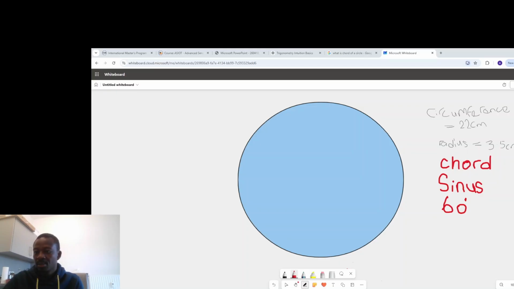So I will explain chord, which was very useful at the time, sinus, which is today sine, and 60, or the base 60 number system that was used in the ancient days. To begin with, just like how we have base 10 today, that's why we're using base 10 in our number system.